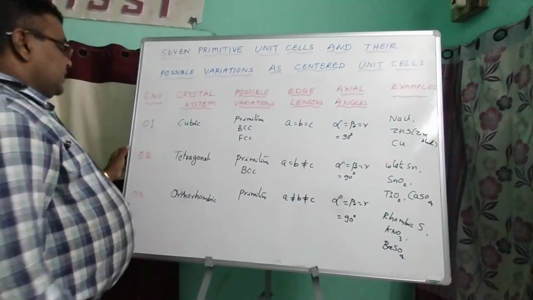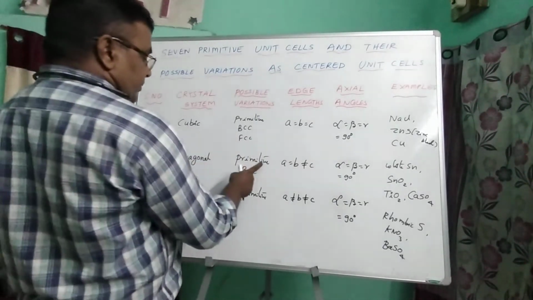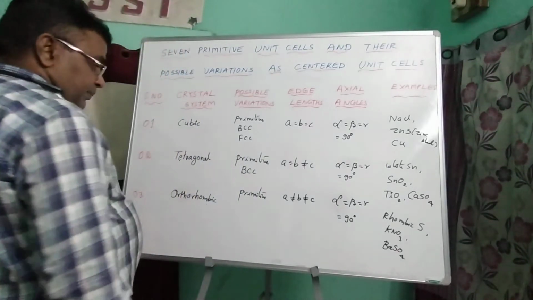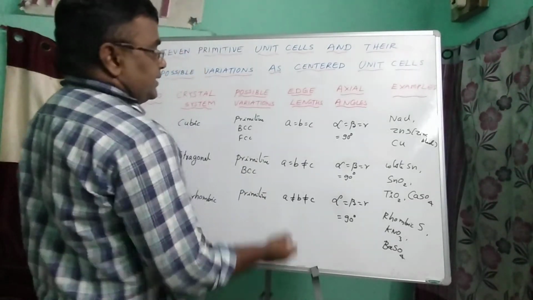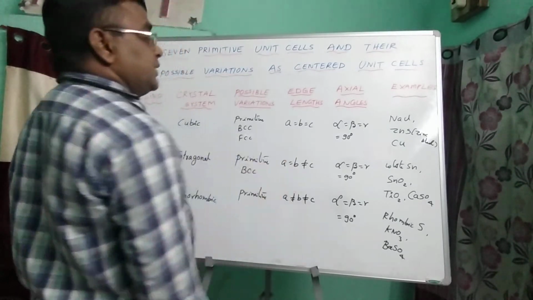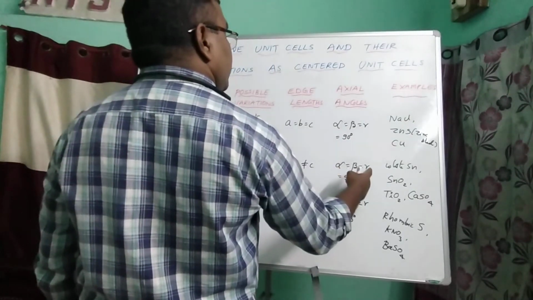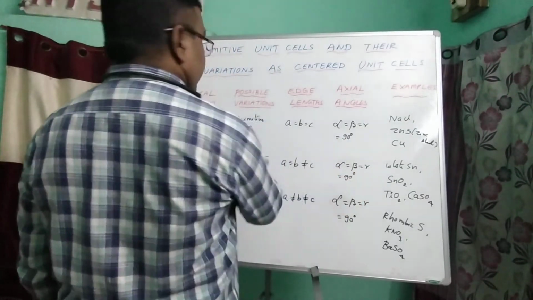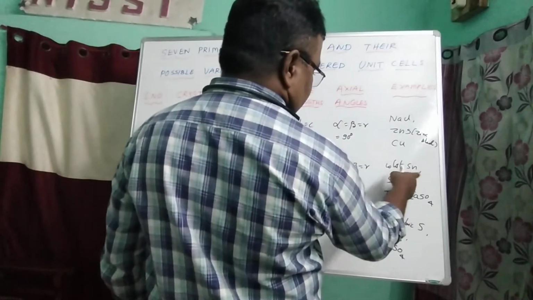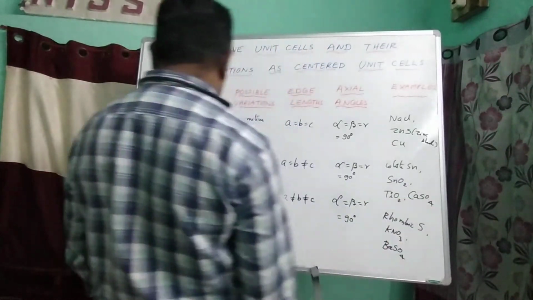The second crystal system is tetragonal. Possible variations: primitive or BCC. Here edge lengths are a = b, b not equal to c, but axial angles alpha = beta = gamma = 90 degrees, like cubic. Examples: white tin, Latin name stannum, Sn, tin dioxide, titanium dioxide, calcium sulfate.